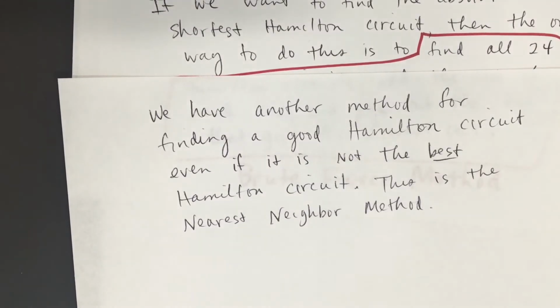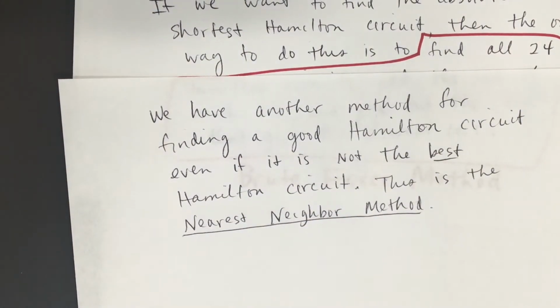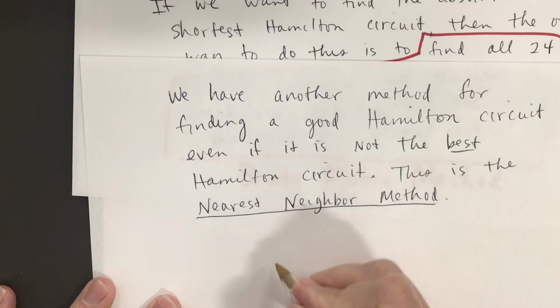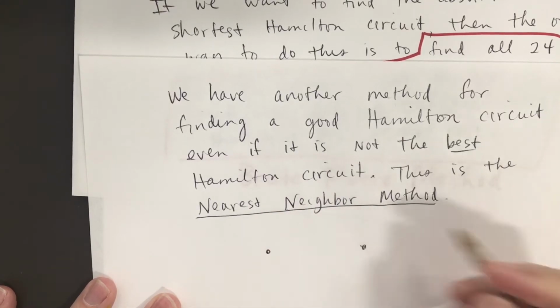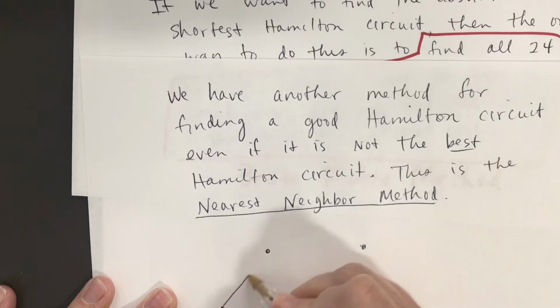The nearest neighbor method is just what the name implies. You start at a vertex, and you go to the closest vertex to that one. Take care of business at the second one, whatever the errand might be. Then you go to the next closest one that you haven't been to. I'm going to draw this graph again, the same one I had previously, the same numbers, and we'll do the nearest neighbor method.